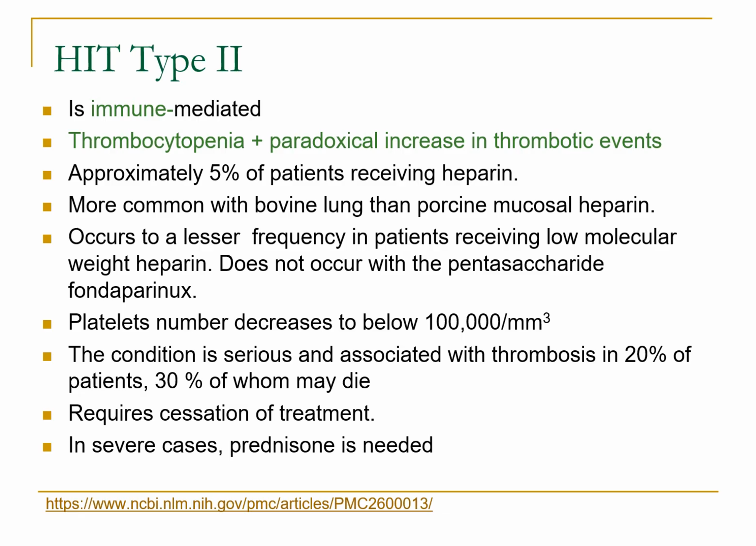The more scary HIT is HIT type 2, and type 2 is immune mediated. Here also we have thrombocytopenia and increase in thrombotic events. Again, we have the platelets aggregating and hence decrease in count. It is less common than HIT type 1. It's associated more with the bovine lung than with the porcine one. And it occurs less frequently in patients receiving low molecular weight heparin that we're going to talk about later.